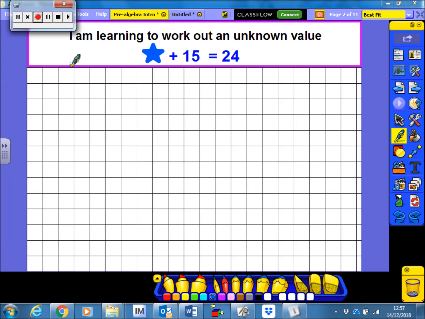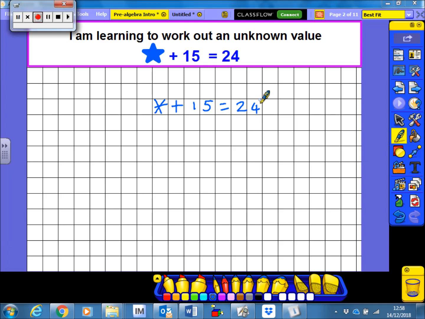So this time, we have a slightly different problem. Slightly bigger numbers, but not much more challenging. So we've got star plus 15 equals 24. So I'm being told that I have an unknown thing, but when I add 15 to it, I get 24. Now that's really just the same as before, written another way round. So I could be asking myself, if I start at 15, how much more do I need to count on to get to 24?